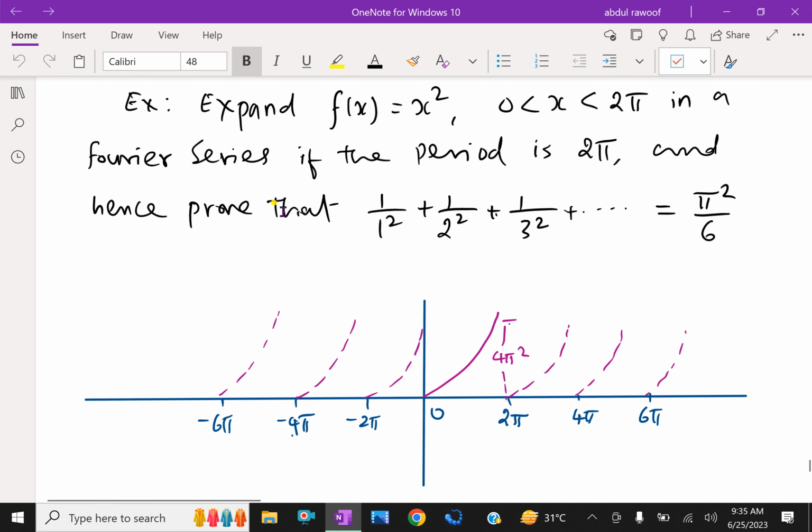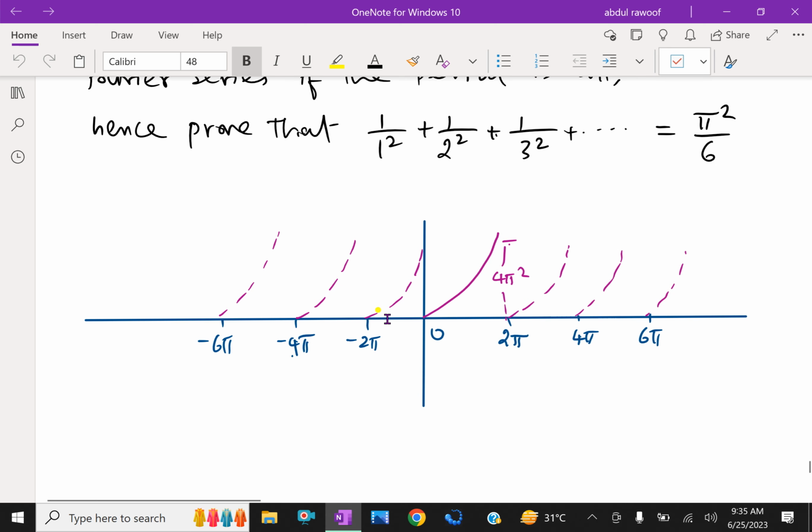Look at this example. Expand f(x) = x² in the limit 0 to 2π in a Fourier series if the period is 2π. And hence, prove that 1/1² + 1/2² + 1/3² + ... equals π²/6.